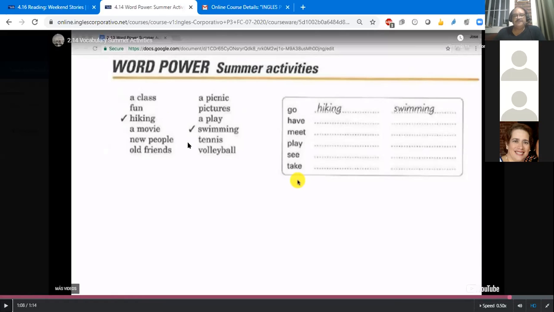Okay, good. So this one is the, let's see, go hiking, go swimming. Remember that with these verbs here, there are some other words that you can add. And that's what the title here or the topic is, word power. Because you can increase your vocabulary by using other words together with these verbs. For example, you can say go hiking, go swimming, go bowling, go running, go jogging, go walking, go dancing. All these activities, you can use them with the verb go.